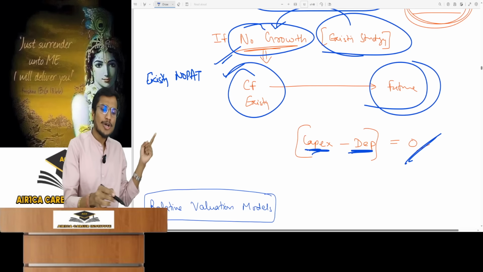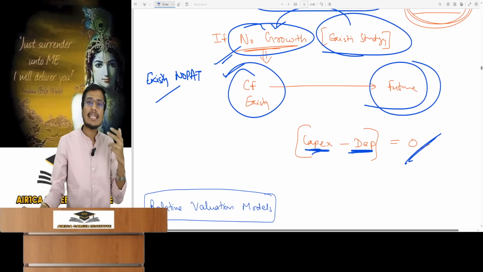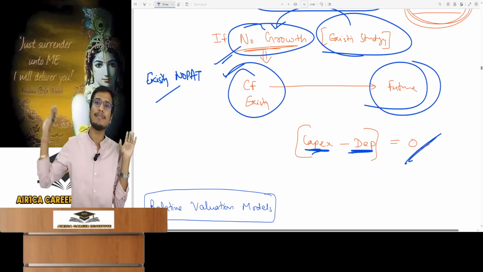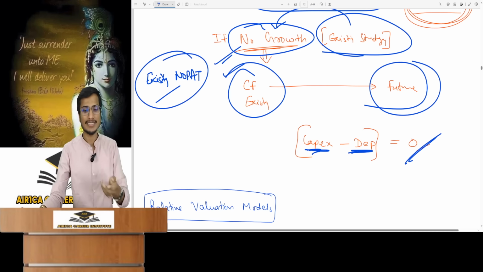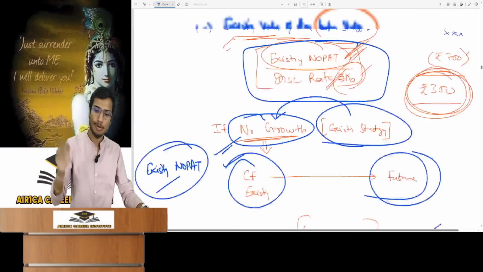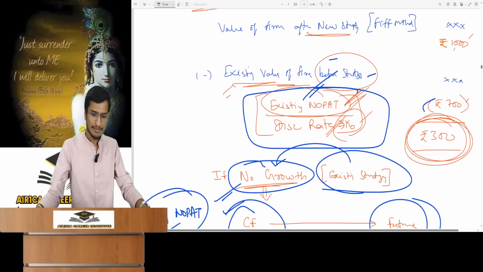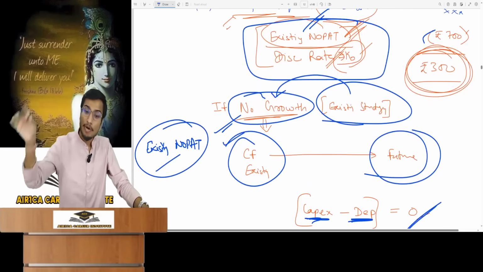If net capex is zero and you adjust it in the existing NOPAT, it makes no difference. Understood? When a company doesn't need to grow, why adjust working capital? Maintain it at the same level. That is zero. Existing NOPAT becomes the free cash flow. With no growth, existing NOPAT becomes perpetual free cash flow. Divide this by Ko to get the firm's existing value. Got it? Now you understand how to calculate the existing value of the firm.